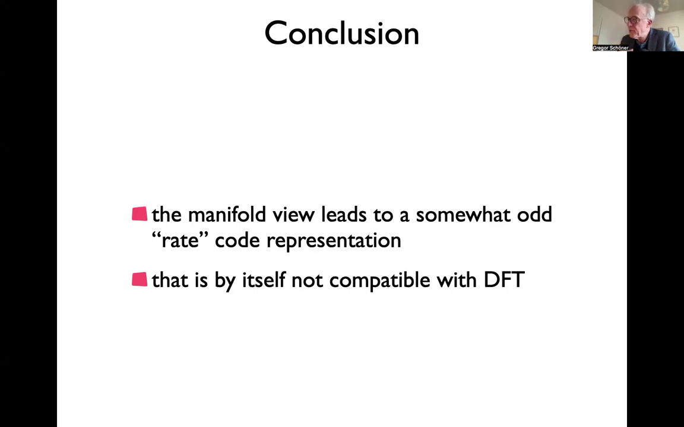The manifold view leads to this, I called it odd rate code representation. That was what I'm a little unclear about. I think people like that because it's sort of intuitive. You can make these plots. You have reduced all the neural data to just these simple plots. But I'm not sure if that means much.